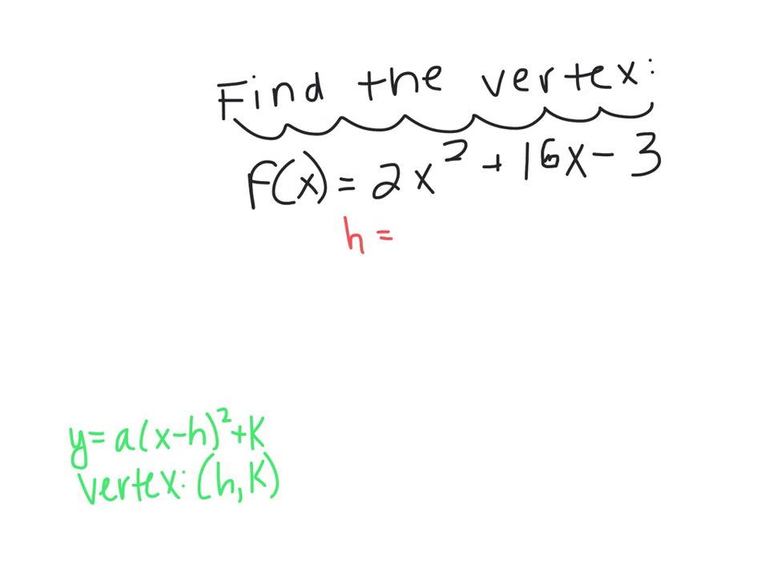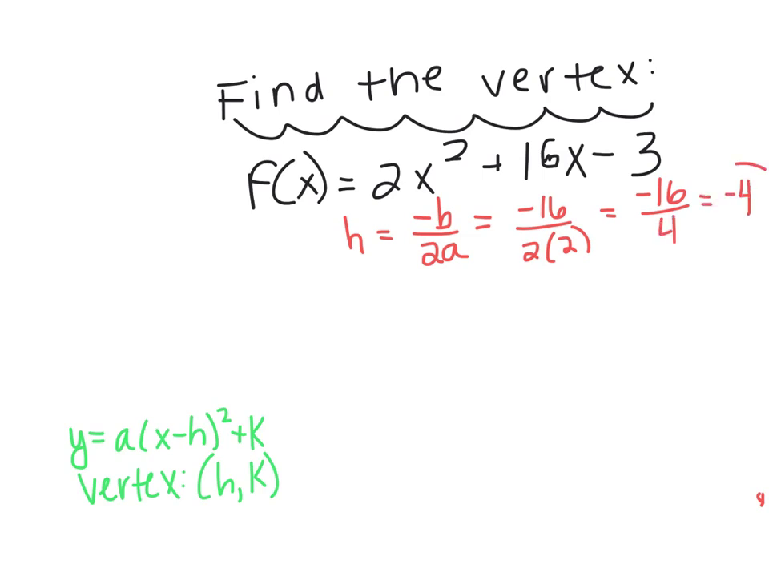So to find the h value, that is the x coordinate of the vertex, we have the formula negative b divided by 2a. Or I like to say opposite of b divided by 2a. So in this case, b is 16, so the opposite of 16 is negative 16, divided by 2 times a, 2 times 2. So we have negative 16 divided by 4, which means that the h value of this function is negative 4. So our vertex is going to have an h value of negative 4. So the x coordinate's negative 4.